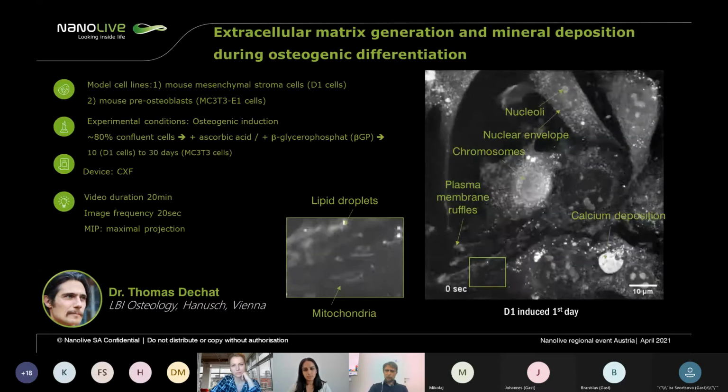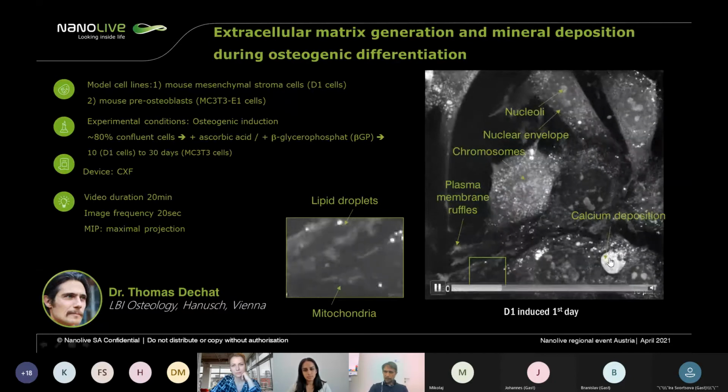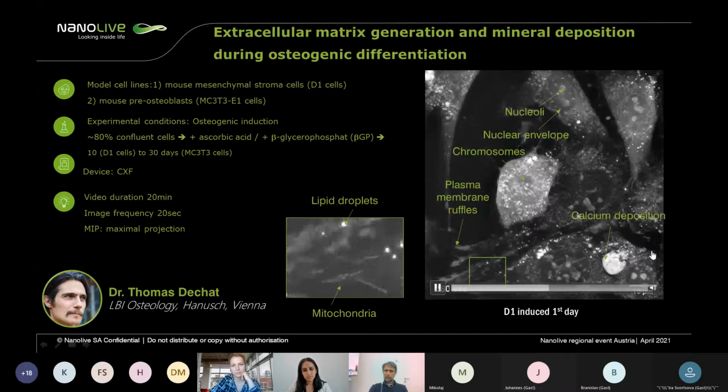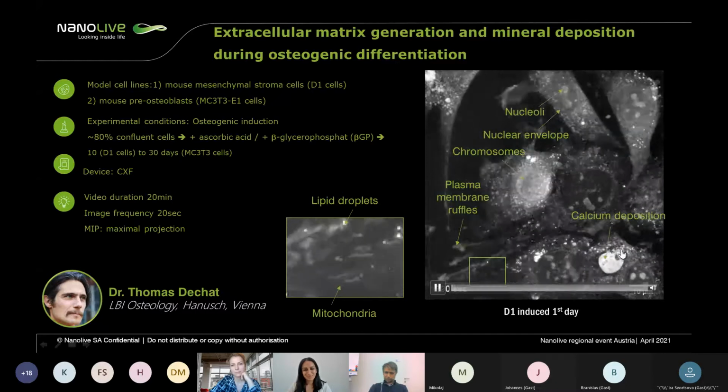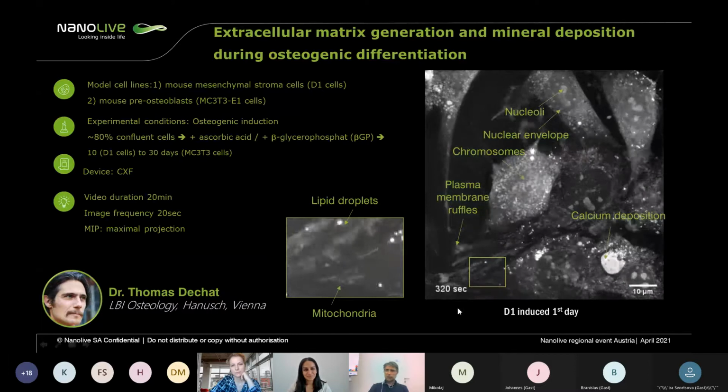We're not completely sure if these things are calcium deposits, but they don't look like liposomes because they're too big and too irregular. So this was the first experiment.